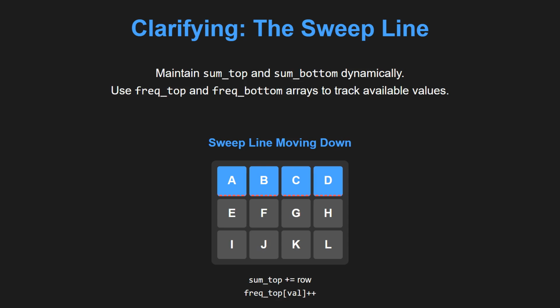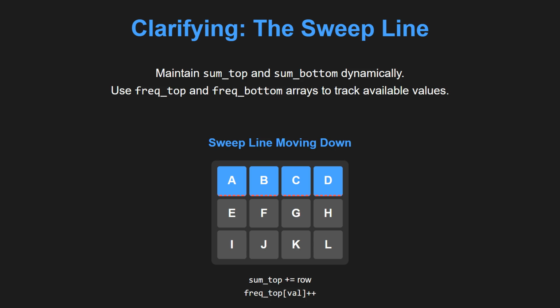To solve this efficiently, we cannot afford to recalculate the sum and check all removable cells from scratch for every possible cut. This would lead to a time limit exceeded error. Instead, we need a sweep line algorithm. Think of it as sliding our cut line from top to bottom, row by row, for horizontal cuts, and from left to right, column by column, for vertical cuts. As we sweep this line, we dynamically maintain the total sum of the top section and the bottom section.